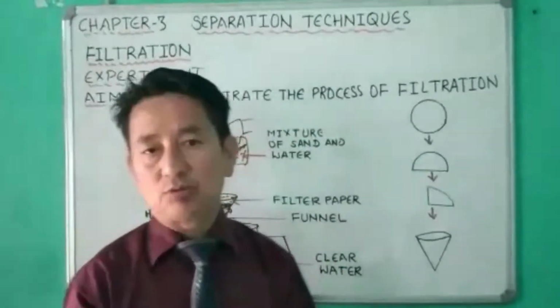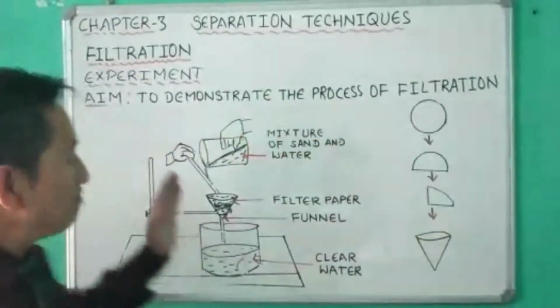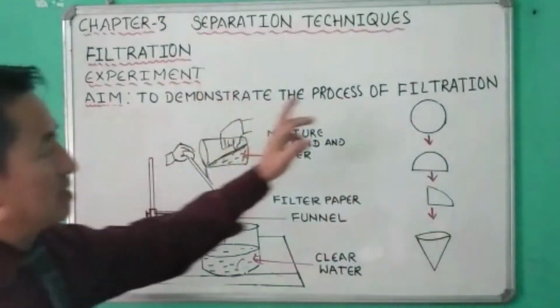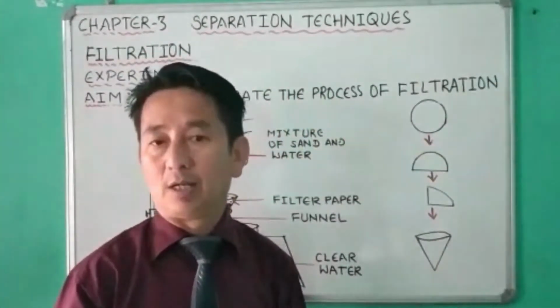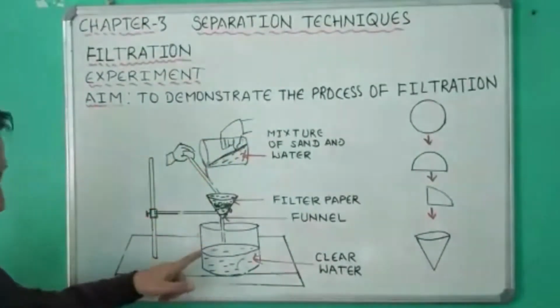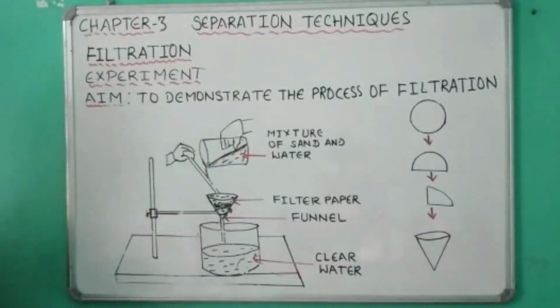Now, I would like to explain the process of filtration through a simple experiment. Here, the aim is to demonstrate the process of filtration. Materials required: beakers, stand, clamp, glass rod, funnel, filter paper, sand and water.